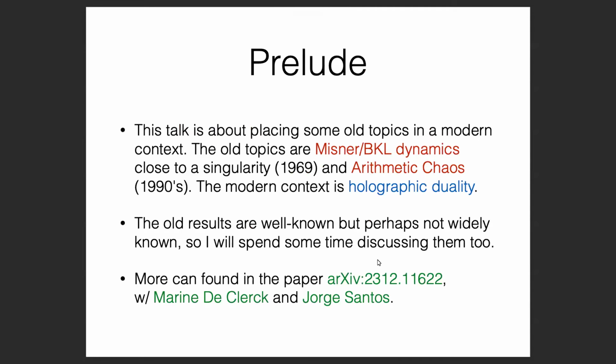Good. And so this talk is going to be about placing some old topics in a modern context. Old is really quite old, 50 years, in the case of this so-called BKL or Misner dynamics that I'll remind you about soon. And then arithmetic chaos is a subject that flourished in the early mid-90s. And so the modern context where I want to realize some of these ideas is holography, which I'll also remind you. Can you hear me at the back?